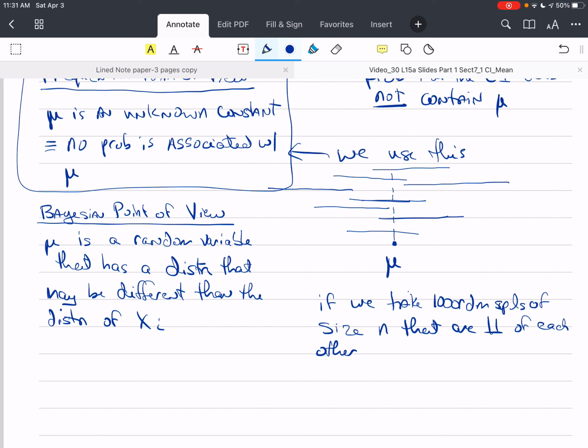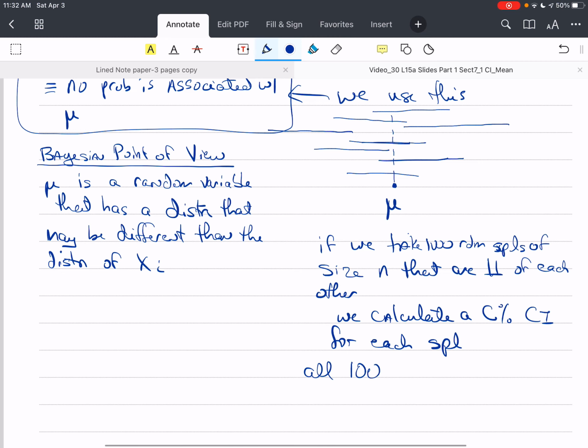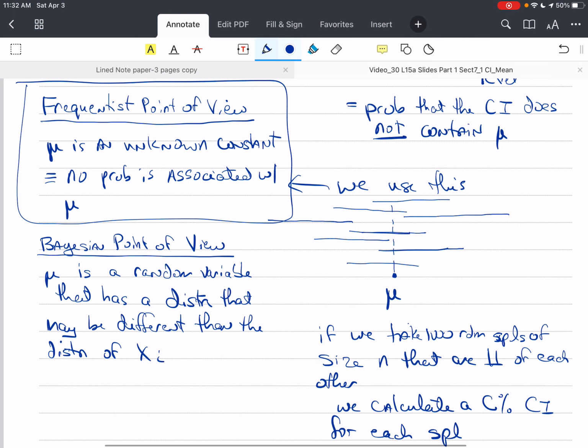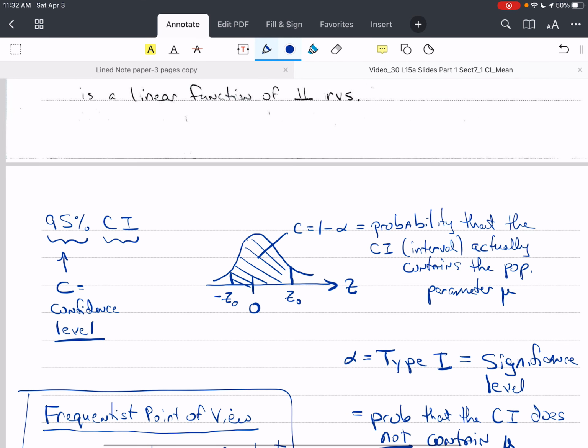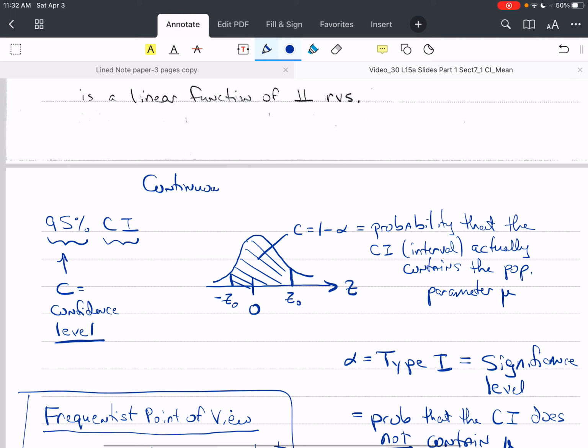So let's say we take 1,000 random samples of size n, and we calculate a C% confidence interval for each sample. All 1,000 CIs will be different if it's from a continuous distribution. Okay? And by the way, we are in this section on continuous distributions.